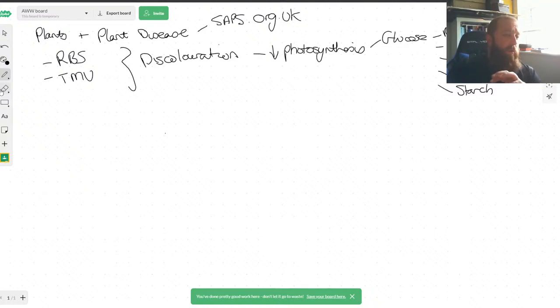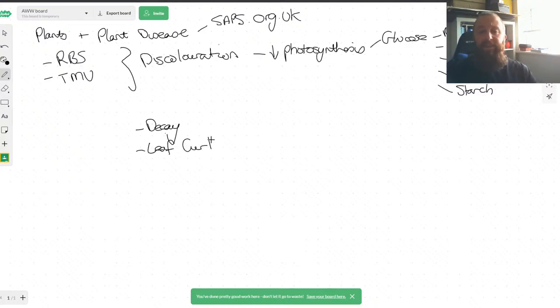Now, we can also get decay happen. So we can start getting leaves randomly dying. I've got a rose bush outside at the moment, and we've got all sorts of issues with that one. Most of it's caused by pests, and I'll come on to pests in a minute. We can get leaf curl.